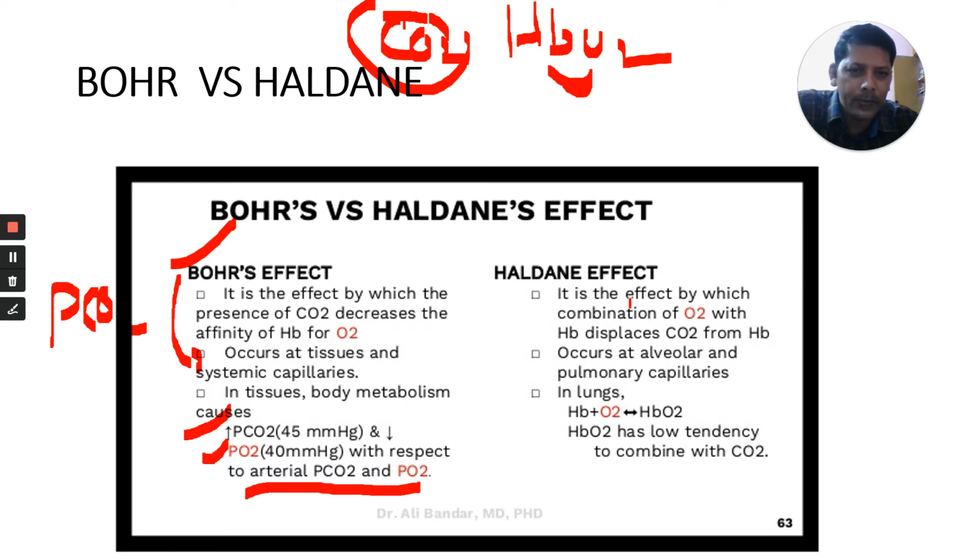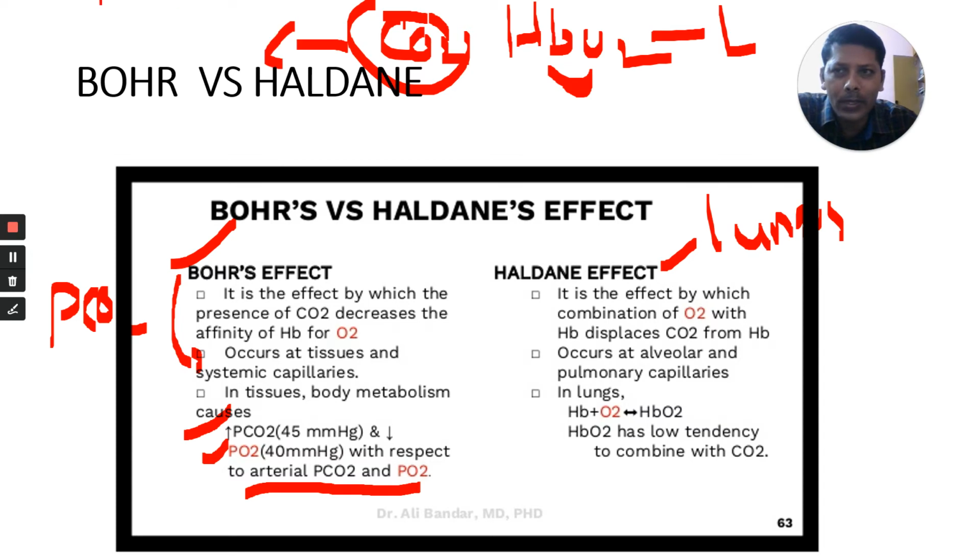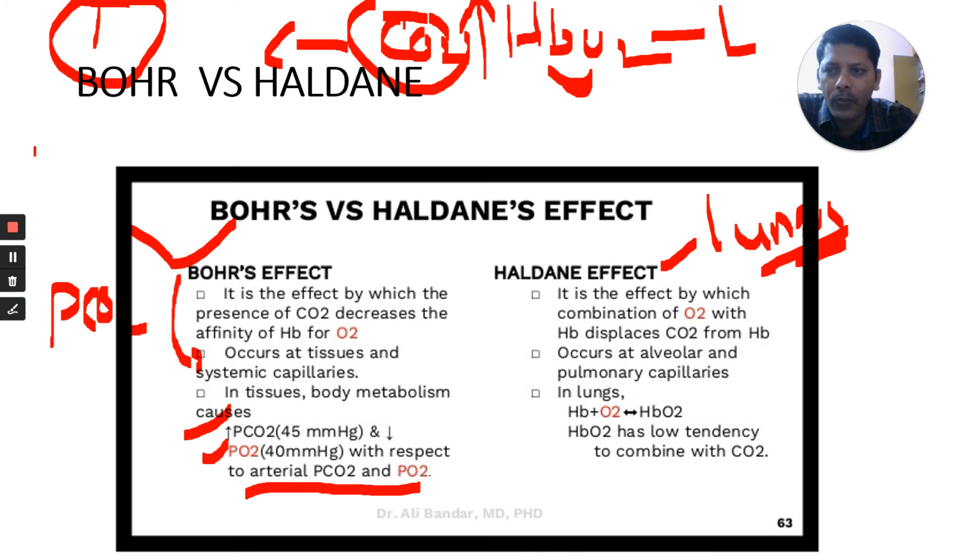Haldane effect, the opposite. Haldane effect generally occurs at the lungs. At lungs, there is a marriage between hemoglobin and oxygen, and there is a divorce at the tissue, because at the tissues carbon dioxide is high. When carbon dioxide is high, the relation between hemoglobin and oxygen decreases. This condition generally occurs at the tissue. Haldane effect takes place at the lungs, and Bohr effect at the tissues.